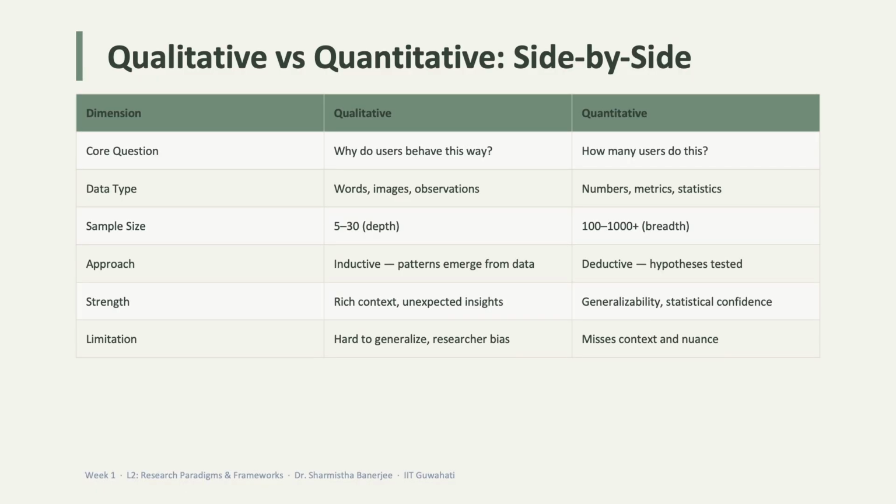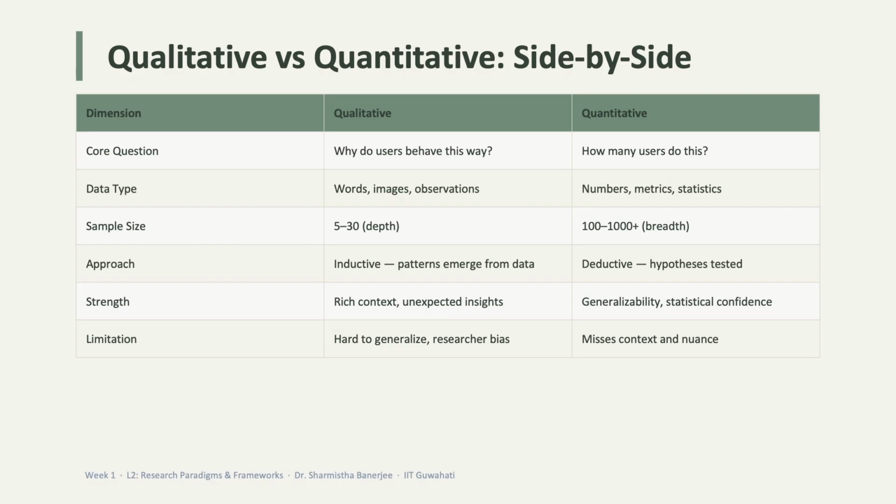Now let's do a head-to-head comparison of qualitative versus quantitative. The core question in qualitative is, why do users behave in this particular way? If the same were converted into quantitative, it is, how many users do this? The data type in qualitative is words, images, observations, video recordings, whereas in quantitative it will be numbers, metrics, statistics.